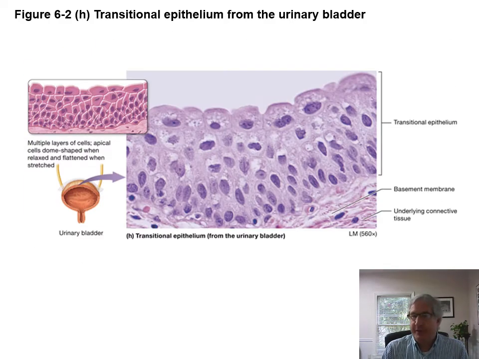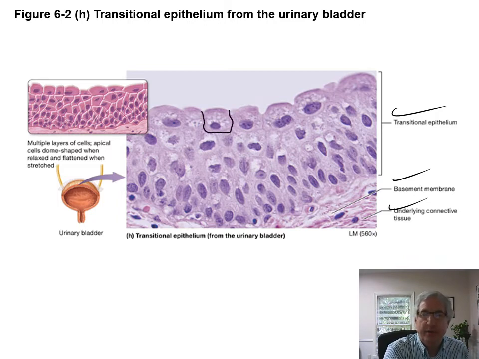Another view of transitional epithelium. This is from your book. So here's a transitional epithelium, basement membrane, and then underlying connective tissue down there. And you can see, especially this cell is very nicely cuboidal here. This is roughly cuboidal here. Okay. All right, next slide.